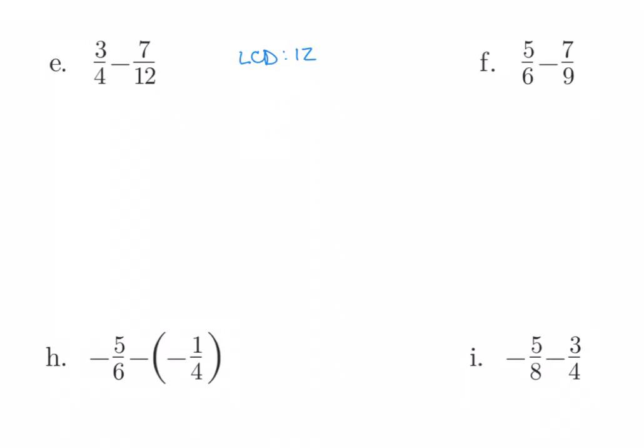So the first fraction I want to multiply by 3 to the top and the bottom. We get 9 over 12. Second fraction we'll leave the same. And if we subtract, we get 2 over 12. I need to simplify this, so I'm going to divide by 2.